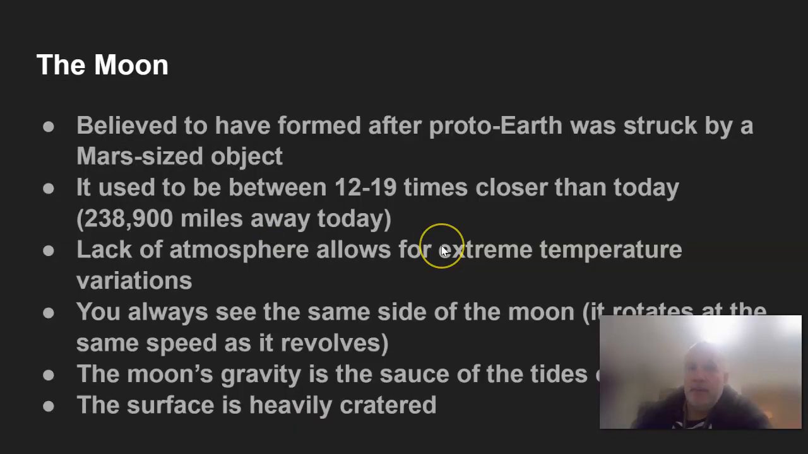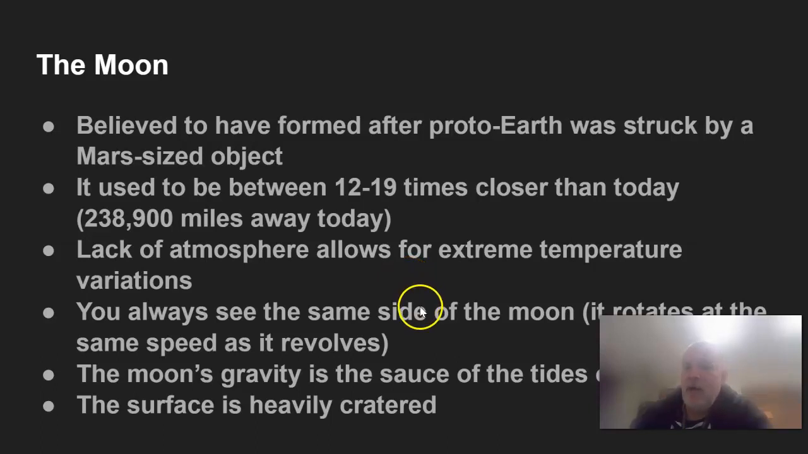Our moon is believed to have formed after proto-Earth was struck by a Mars-sized object. So we think there was a collision that happened that caused the moon to form. It used to be between 12 to 19 times closer than it is today. Today it's about 239,000 miles away.